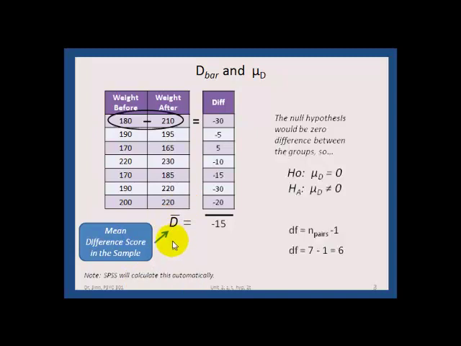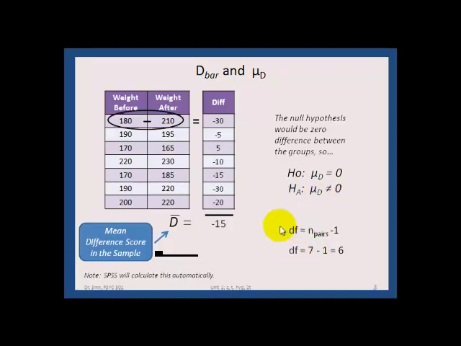Now, what's going on at the population level? The null hypothesis is going to be that there's no difference between before and after. In other words, we would set mu D equal to 0. So we're supposing that in the long run, the differences here would average out to 0 if there really is no true difference. The alternative is that there is some kind of true difference. Either people gain or lose weight would be what the alternative is specifying.